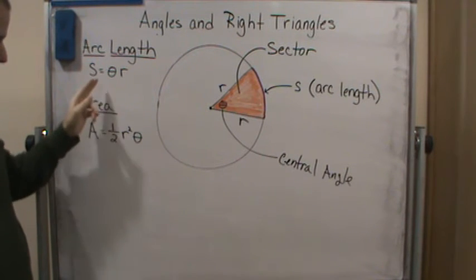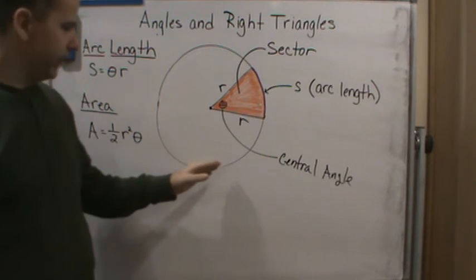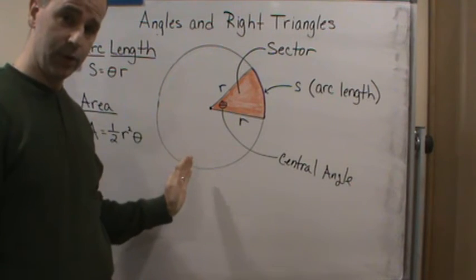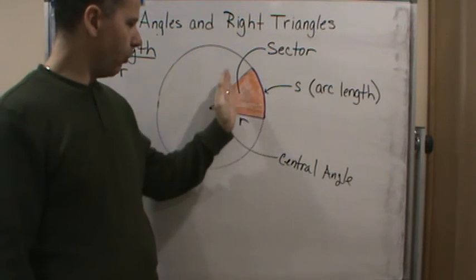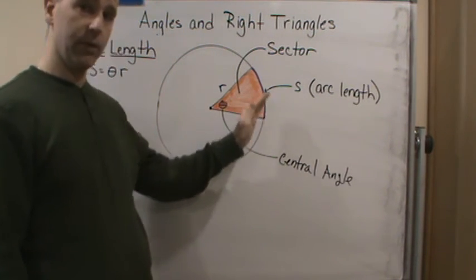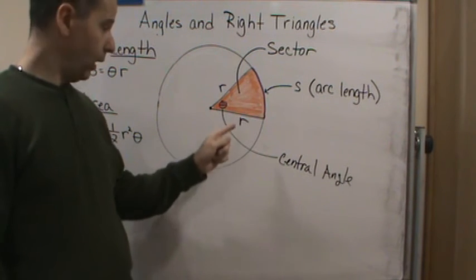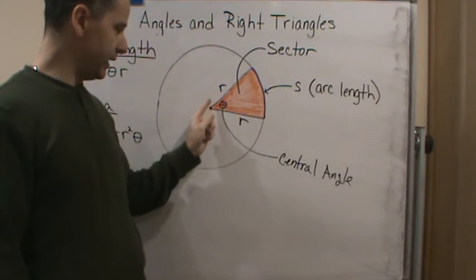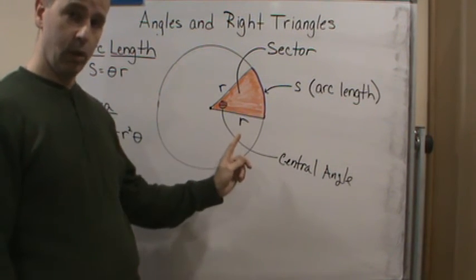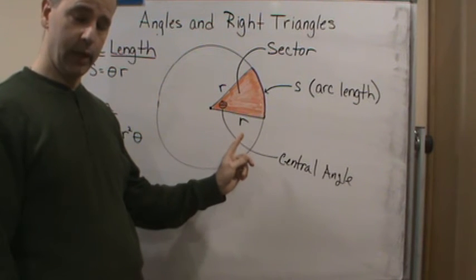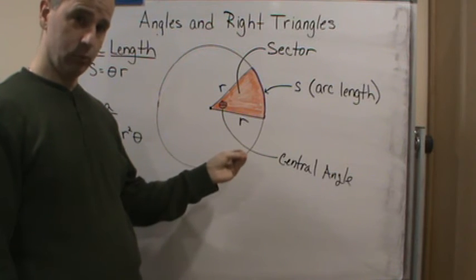Now, this other formula is for area, which is again derived the same way. We can find the area of a circle by using the formula for the area of a circle, pi r squared. And we can say, okay, well, what proportion of the total area is this sector? Well, it goes back to taking the proportion of the angle, the central angle, with the total angle measure of a circle, right?